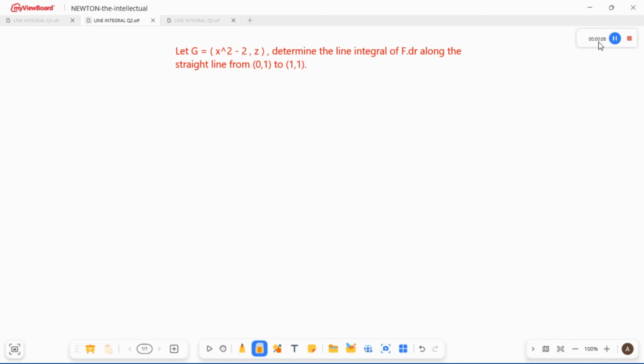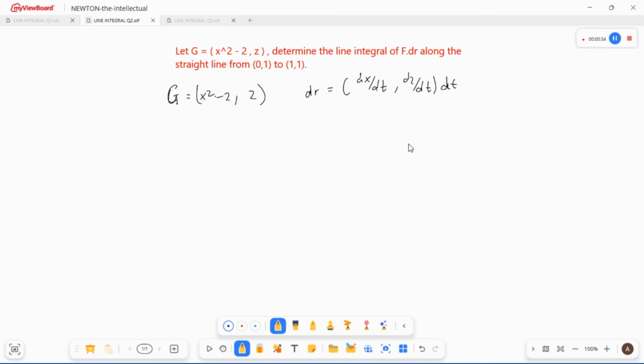Right, so let's do this. Now we have g is equal to x squared minus 2, comma z, right? So now for this one, we have x and z, so that is our dr. Our dr is going to be equal to dx over dt, comma dz over dt, then we have dt. Right? So it's going to be this.